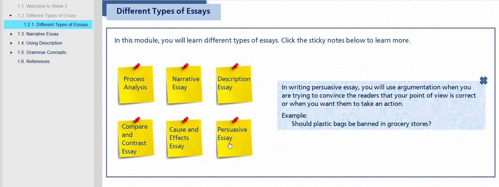A persuasive essay. In writing a persuasive essay, you will use argumentation when you are trying to convince the reader that your point of view is correct, or when you want them to take an action. Should plastic bags be banned in grocery stores? So that's an example of a persuasive essay.